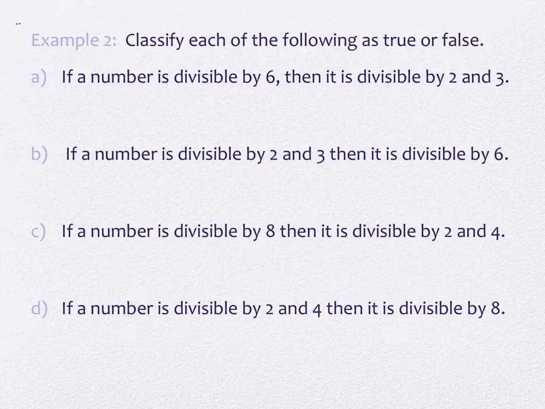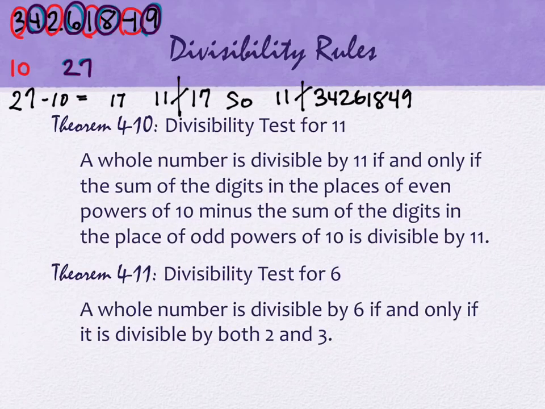So the first one says, if a number is divisible by 6, then it is divisible by 2 and 3. That is true. And we'll talk about that in a second after I do part B. Part B says, if a number is divisible by 2 and 3, then it's divisible by 6. That is also true. So both of these are true, and they are ramifications of some of the things we were talking about, specifically about the divisibility by 6. But really clearly, they're simply an application of what the divisibility rule for 6 says.